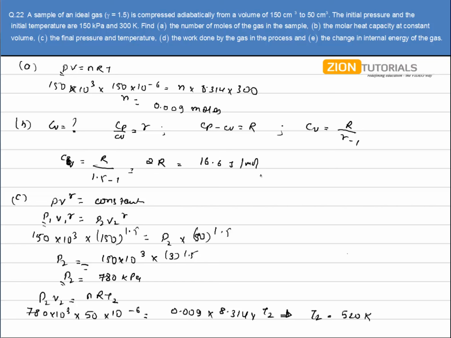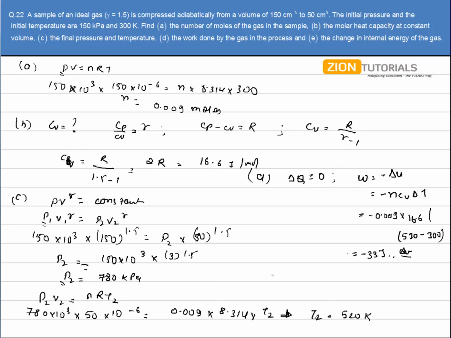Alright, in part D, we have to calculate the work done in the process. Since the process is adiabatic, we know that delta Q will be equal to 0. So the work done will be equal to the change in internal energy, or minus nCv delta T. We do have all the values. The value of n is 0.009, the value of Cv is 16.6, and the change in temperature will be equal to 520 minus the initial temperature, that is 300. So it comes out to be minus 33 joules. The minus sign simply shows that the work is done on the system.